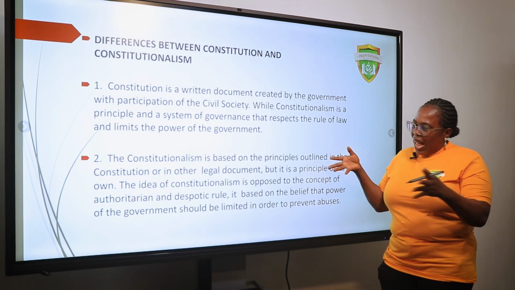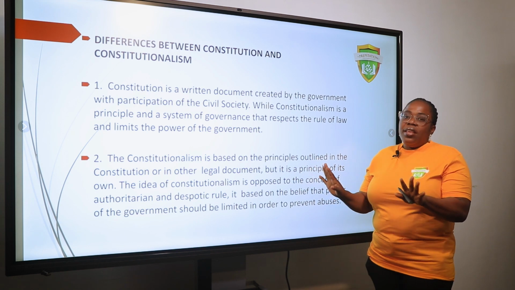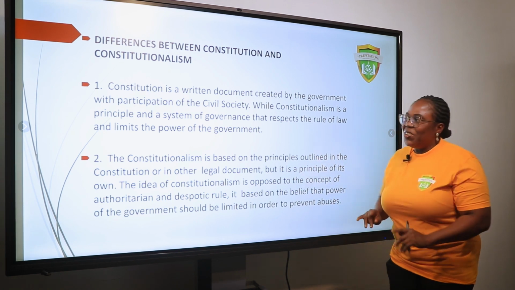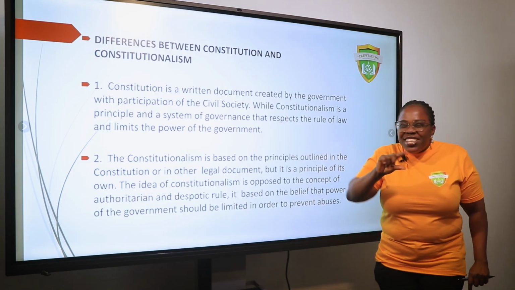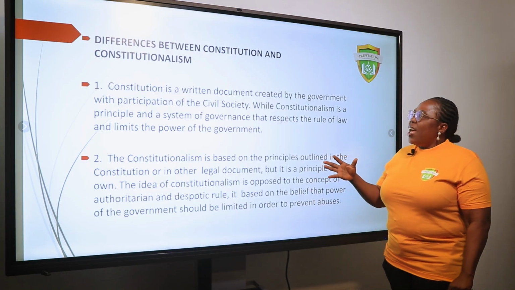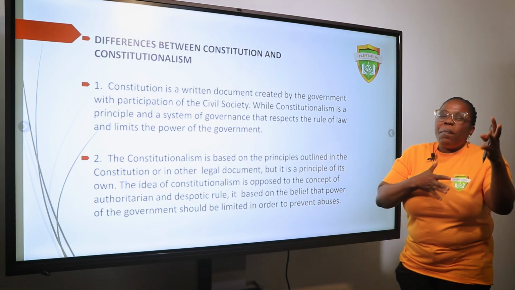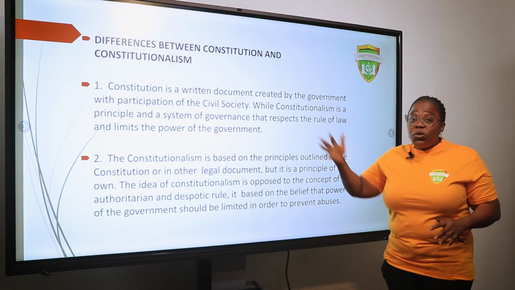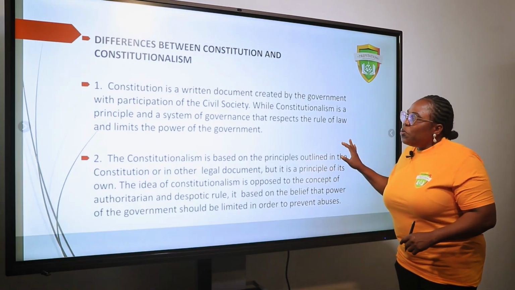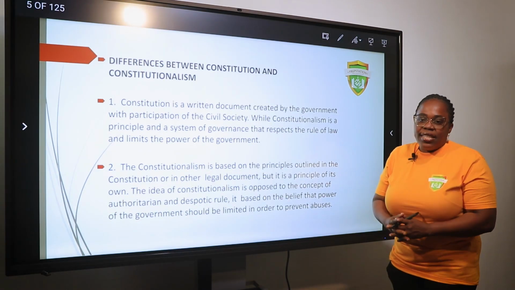Now let's look at the two differences between the Constitution and constitutionalism. Constitution is a written document, yes. It's a written document created by the government with the participation of the civil society. Who is the civil society? You and I happen to be the civil society.